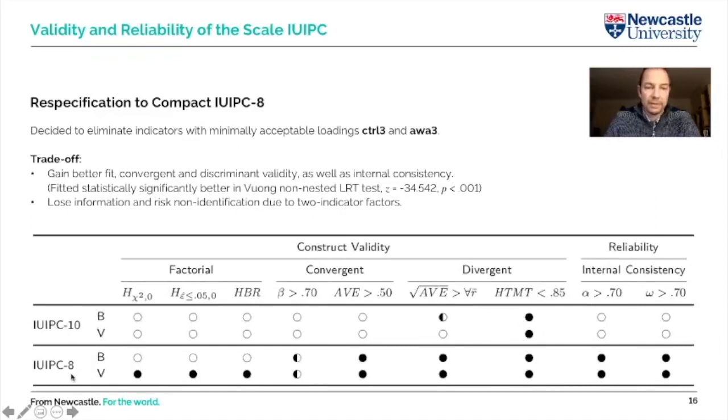Now for IUIPC 8, the situation looks slightly different. So on the one hand, we have a better situation in terms of the fit, not perfect for the base sample, still we're getting much better metrics on this. We have a good convergent and discriminant validity as well as a sound internal consistency. So in that sense, IUIPC 8 gives you better metrics to work with.